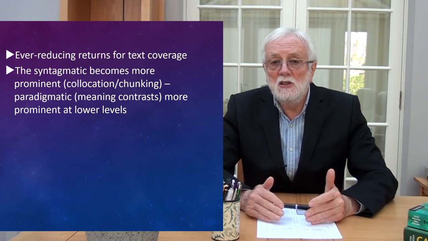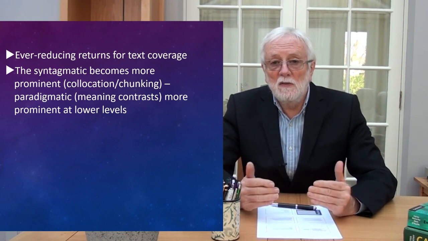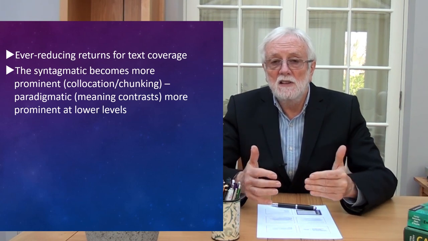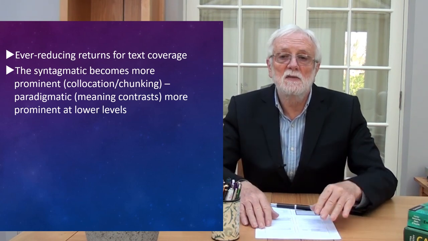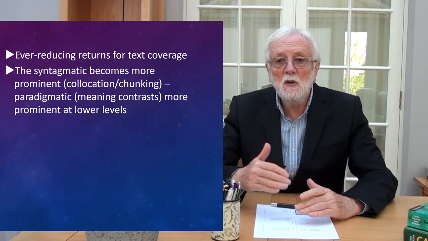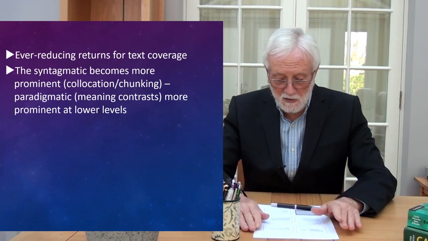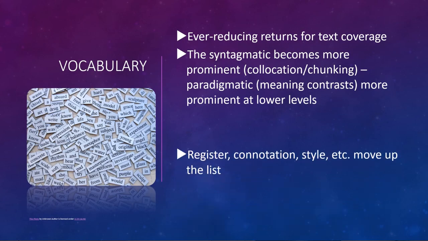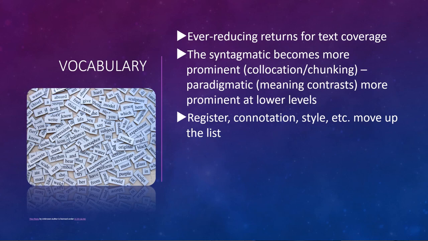In addition to collocation, when words combine, they often fuse together to form chunks, lexical bundles, lexical clusters, different names that we have for them. And these also become very important as we move up the levels in vocabulary. Then there is the question of register and connotation and style. These also become more important at the advanced level in the matter of vocabulary. For example, the distinctions between the vocabulary of speaking and the vocabulary of writing, levels of formality, and so on.